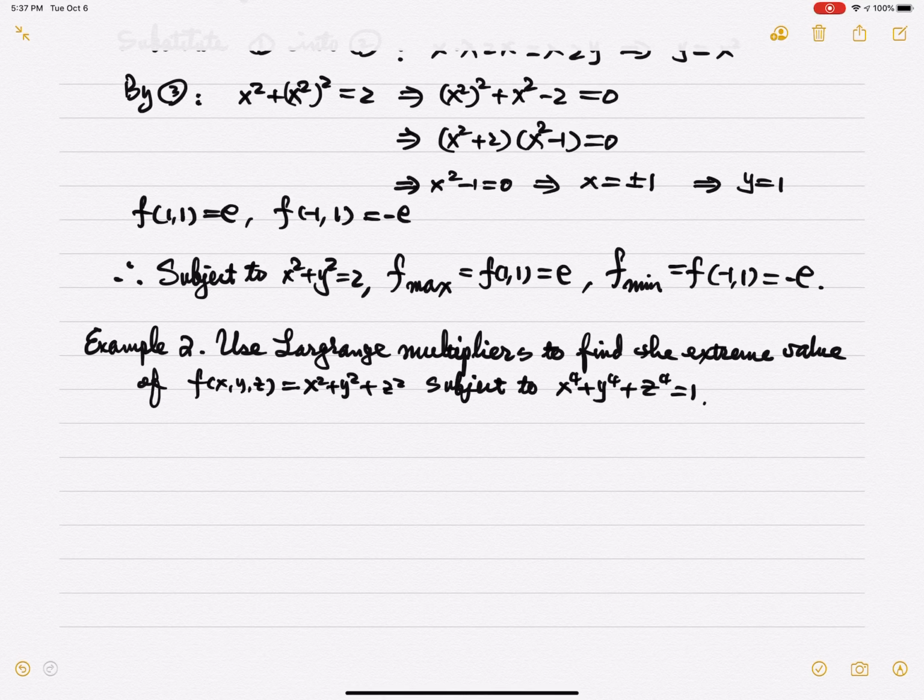So think about it: at the minimum or maximum, the level surface of f and the constraint surface should touch each other at one point. If they touch at one point, then they should share a tangent plane at that point. If they share a tangent plane, we know the gradient vector of each level surface is just a normal vector of the tangent plane.